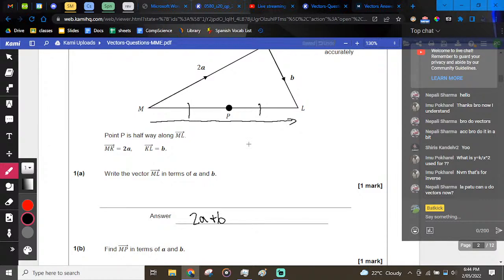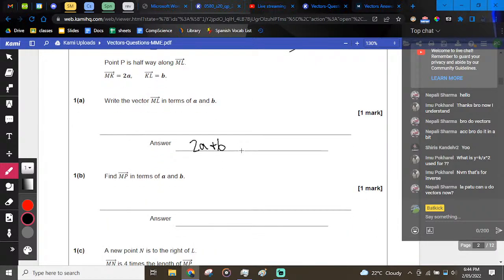And it says find M to P. We know that that's half of M to L, because M to L is the whole way, and P is half of that. So half of 2a plus b. On the exam, the mark scheme always writes the a and the b separately. So you turn 2a over 2 into separate terms instead of enclosing them in a fraction. So a plus half of b.